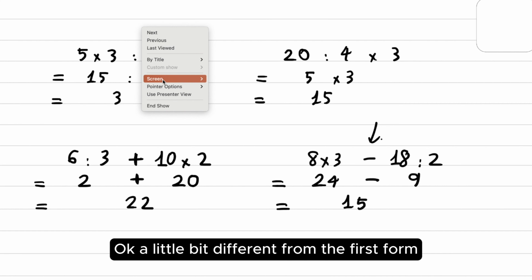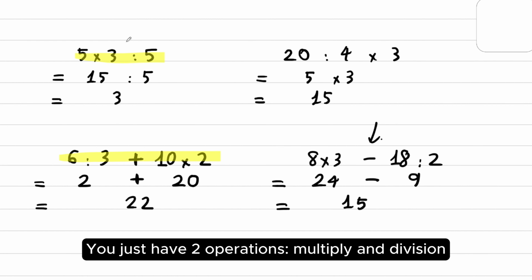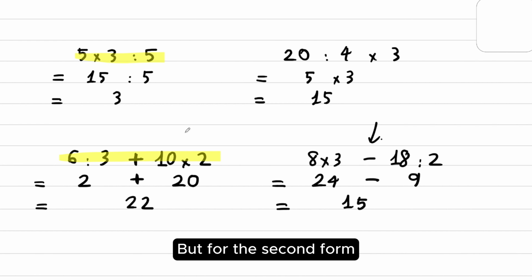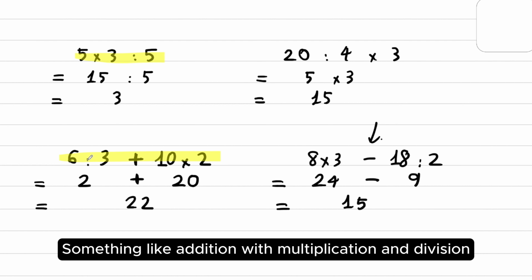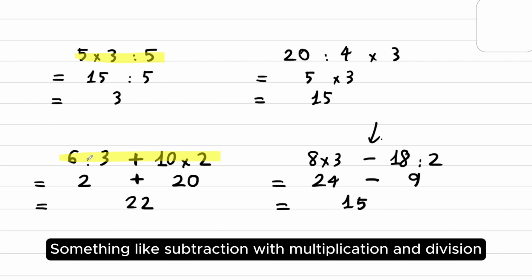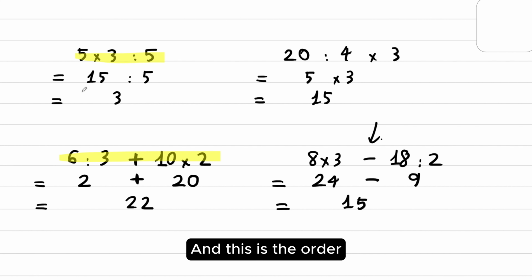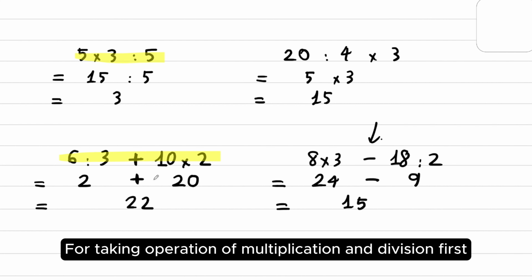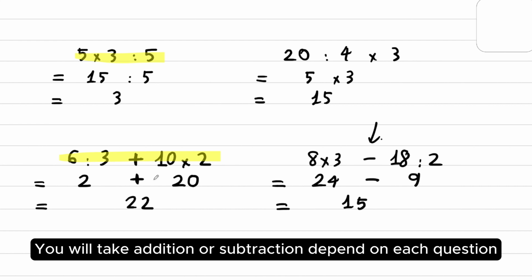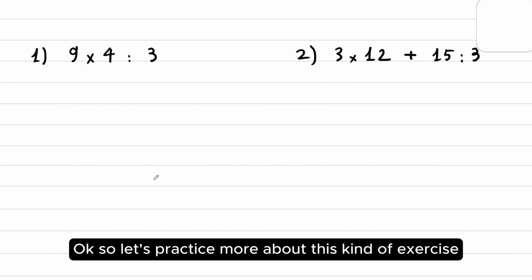Okay, a little bit different from the first form and the second form. In the first form, you just have two operations, multiplication and division. But for the second form, you have 3 operations: something like addition with multiplication and division, or subtraction with multiplication and division. And this is how you show your working out, and this is the order. You have priority for taking multiplication and division first, and then you take addition or subtraction depending on each question. Okay, so let's practice more of this kind of exercise.